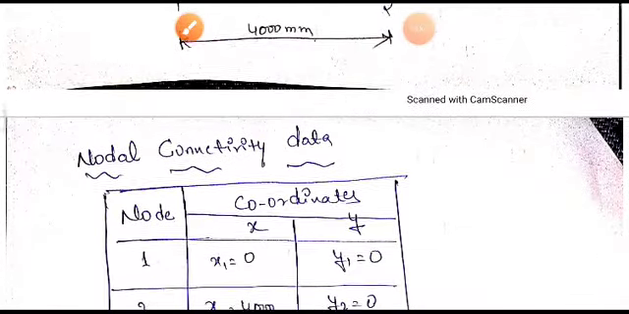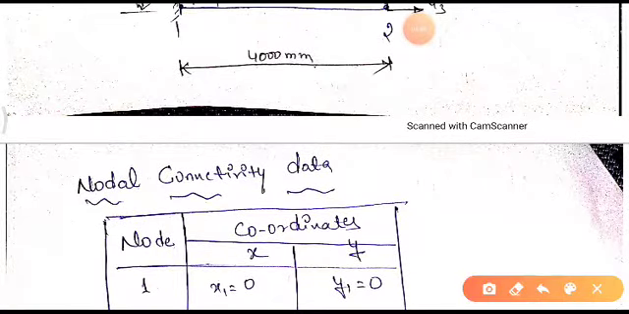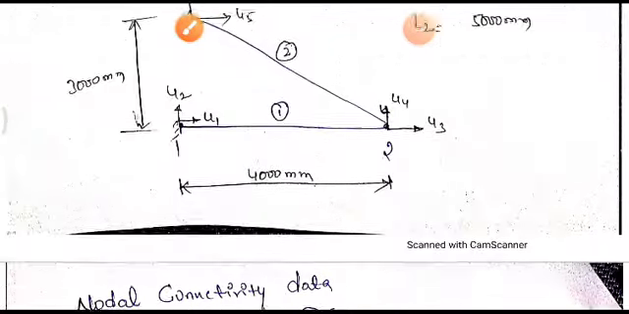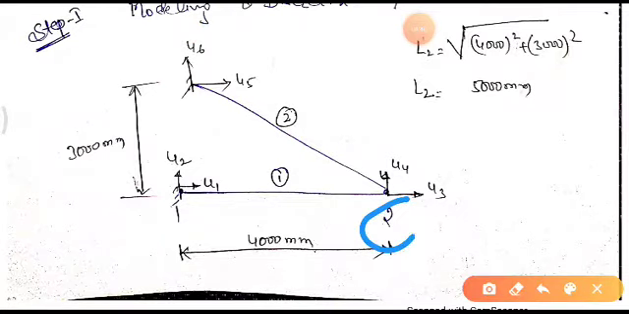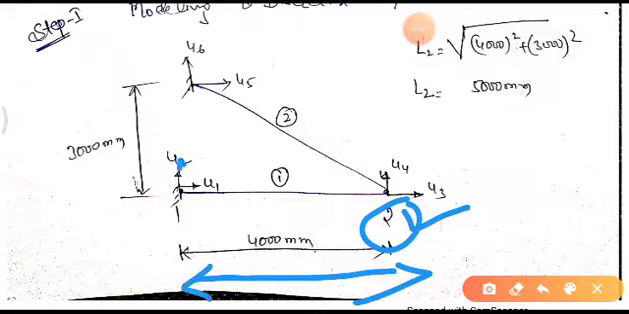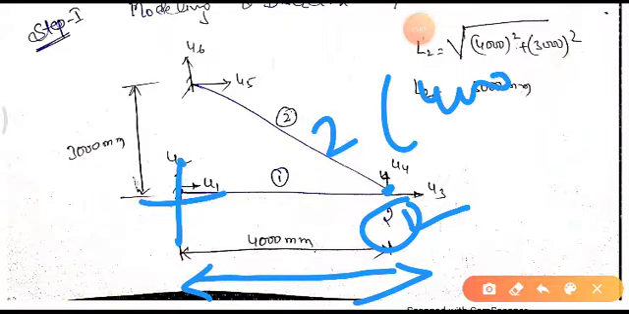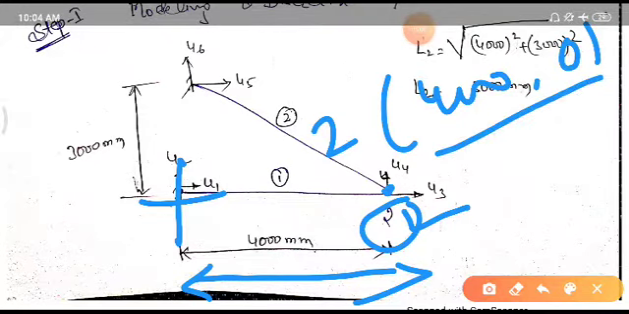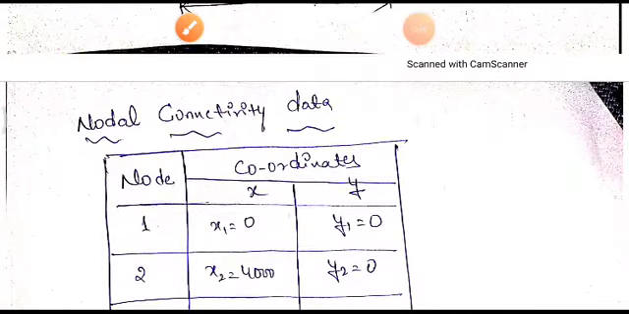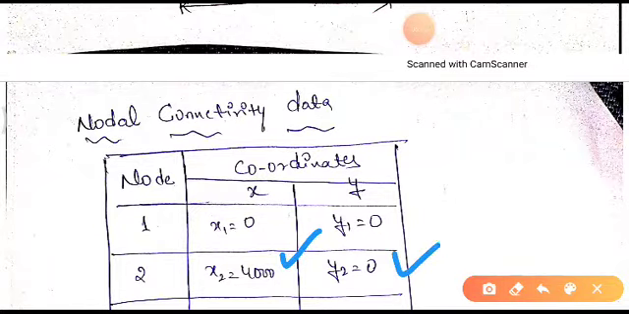So we have written here, node 1 is at 0, 0. In the x-axis it is 0 and in the y-axis it is 0. Similarly, node 2, which is located here, is at a distance of 4000 mm from the reference, and it does not have any vertical coordinate, only a horizontal coordinate. We have written the second node as 4000 comma 0, meaning on the x-axis it is 4000 and on the y-axis it is 0.